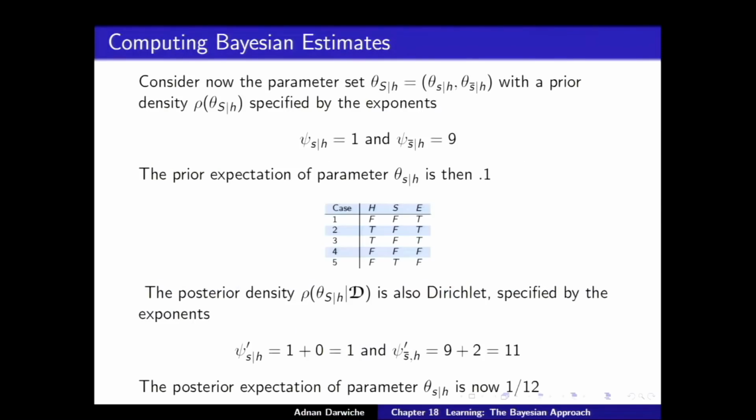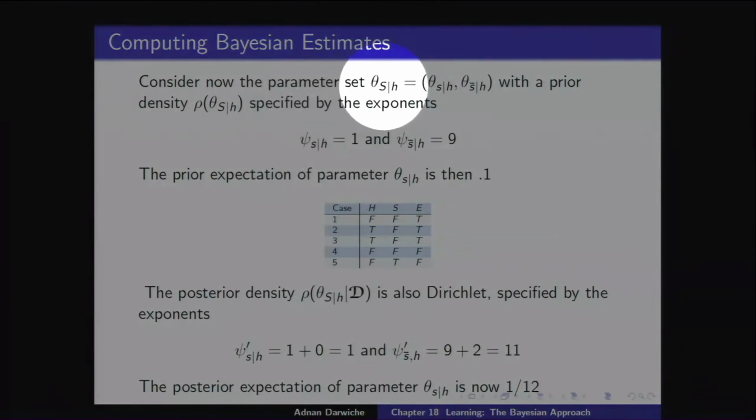All right, let's take a concrete example. Here's a parameter set, and in this particular case, it's a binary variable, so there's two components. One for smoker, given that they're health aware, the other not smoker, given they're health aware. And we have a prior Dirichlet density, which is specified by these two exponents. Those two numbers, that's it. They specify the Dirichlet prior. Now, clearly then the expected value here is what? 0.1, 0.9 for this guy.